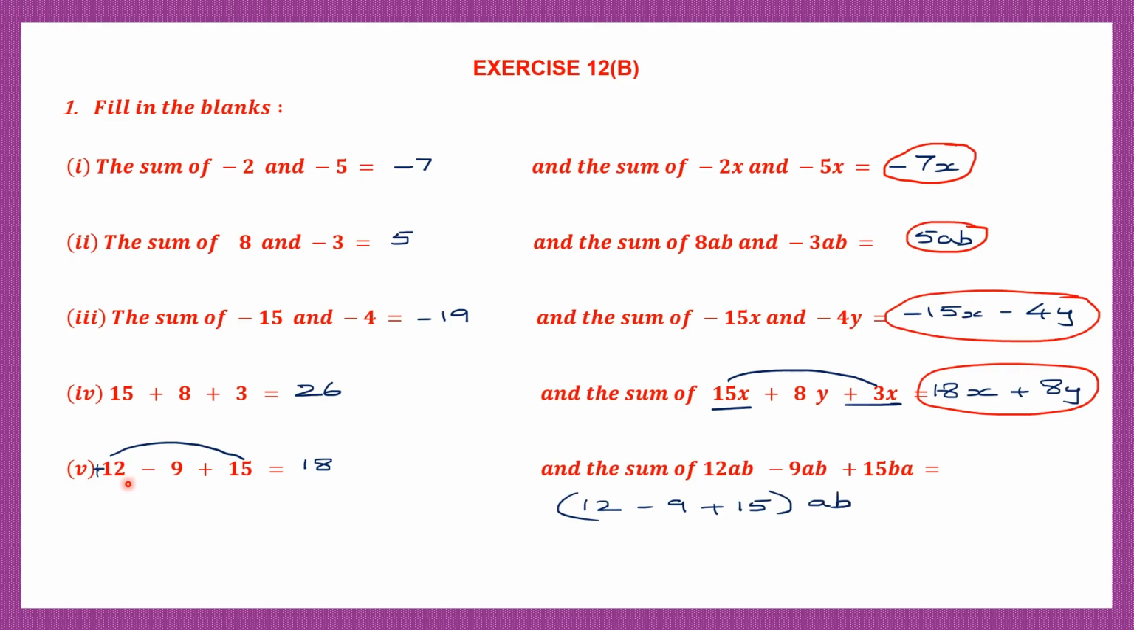And here what do we have? 12 minus 9 plus 15. We have the same here. What did we get our answer as? 18. So this is equal to 18 and we write AB as it is. So what is our answer? 18 AB. This is our final answer.